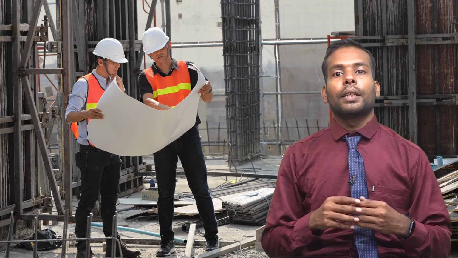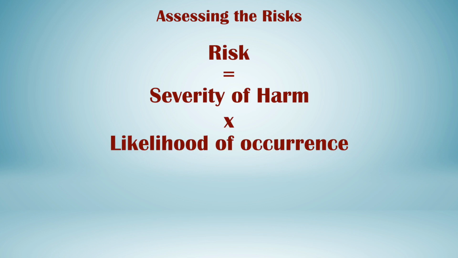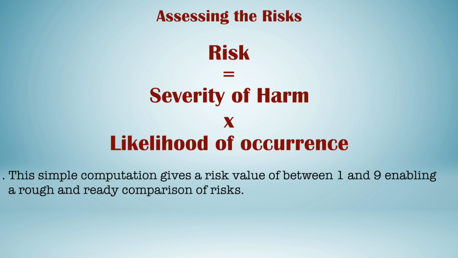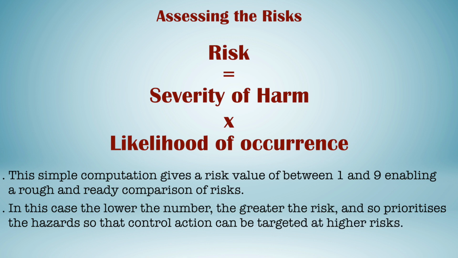Let us discuss the risk formula. Risk is equal to severity of harm times likelihood of occurrence. This is a simple calculation giving a risk value of between 1 and 9, enabling a rough and ready comprehension of risk. In this case, the lower the number, the greater the risk. And so we prioritize the hazards so that control action can be targeted at higher risks.